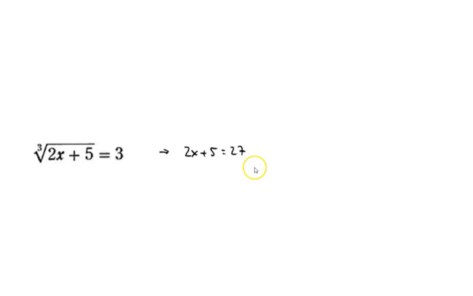So we have 2x plus 5 equals 27, and at this point, this becomes a very basic algebraic equation to solve. Subtract 5 on both sides, and you get 2x equals 22. And if 2x equals 22, then x has to be 11.